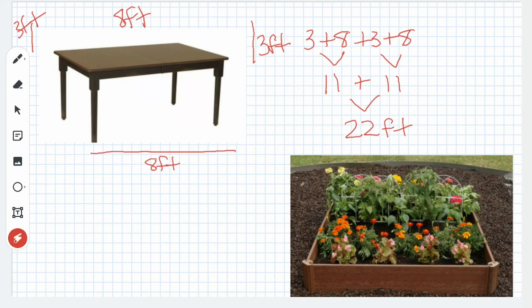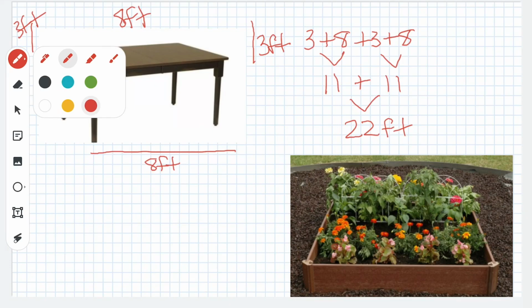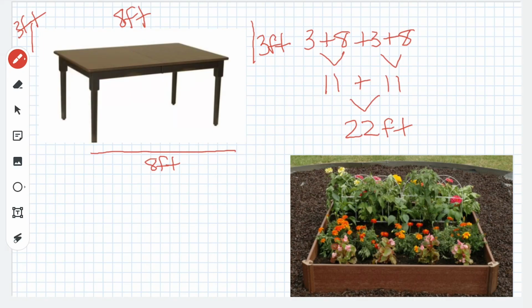Let's take a look now at the flower bed. What happens if I know the perimeter, but I don't necessarily have all of the dimensions? So let's say that the distance around this flower bed was 64 feet. That is the perimeter of the flower bed. And this flower bed is a square flower bed. Remember what we said about squares? That's right. All sides of a square are equal.